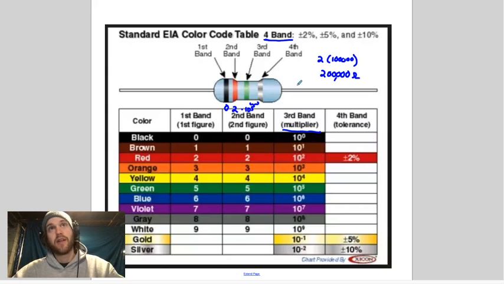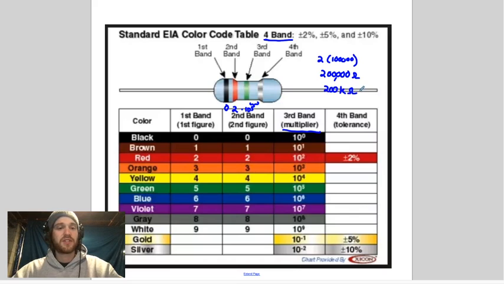And you guys know that when you're writing these down, typically if you're doing some sort of conversion, how many kiloohms is that? Well, you just divide by 1,000. 200,000 ohms is 200 kiloohms.